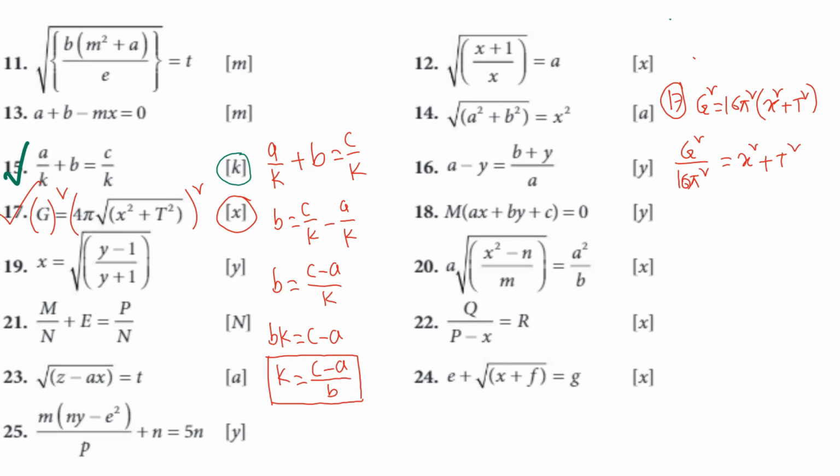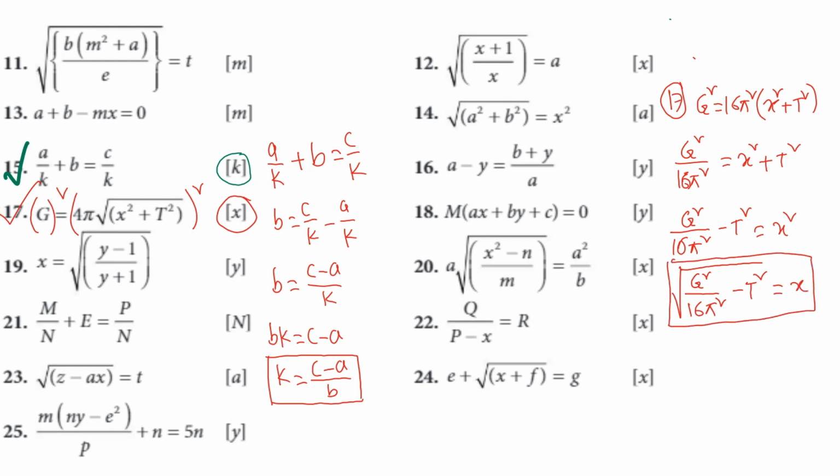Our target is to make x the subject, so take t square on the left side: g square by 16 pi square, sorry, it is not 10, it is 16 pi square, minus t square equals x square. Now by putting a square root over the whole thing on the left side, we can write our answer, the square root of g square by 16 pi square minus t square, as x. So this is our expression for x. Hope you understood the questions we are doing.